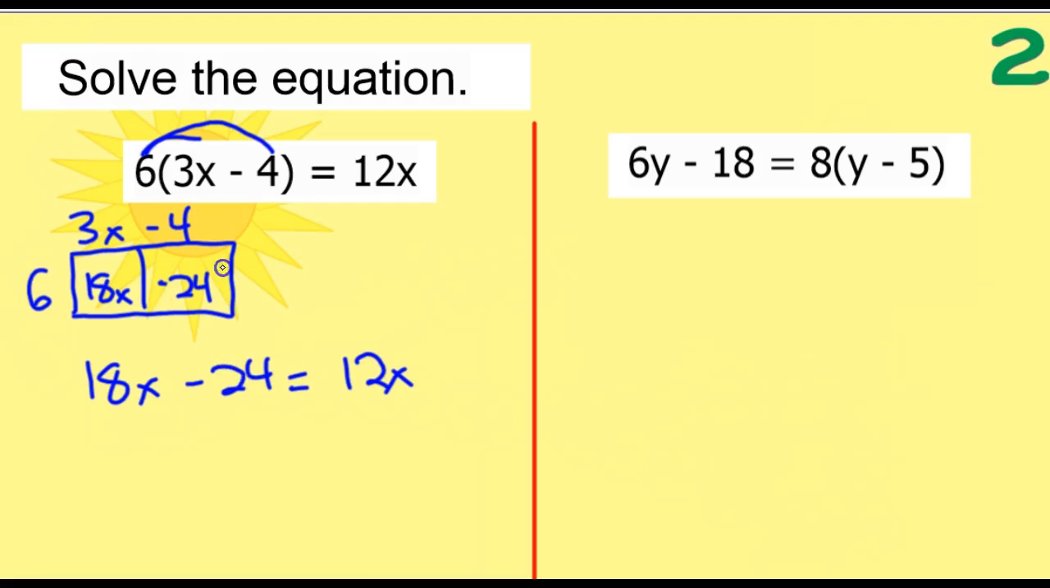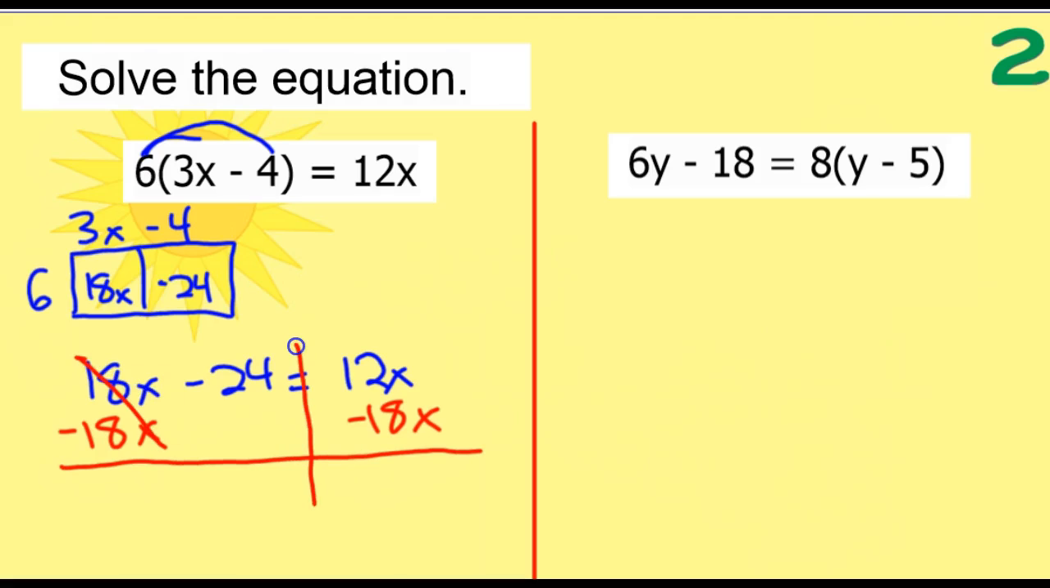Now we said that we should move our x's over to where there are more of them. But if I move this 12x, that leaves nothing on this side. So what I'm going to do is I'm going to move this 18x. If I move that 18x to this side, now I have something still on both sides. I have a negative 24 equals a negative 6x.